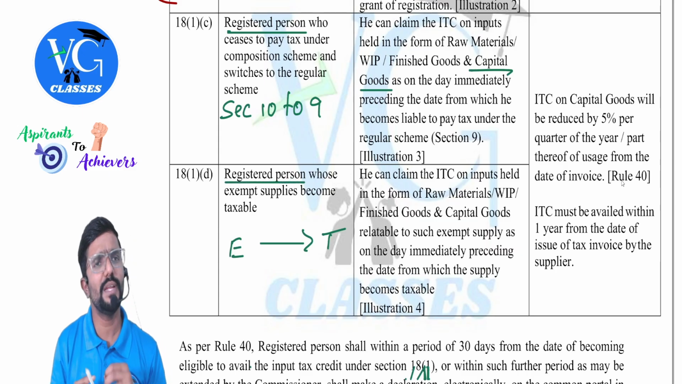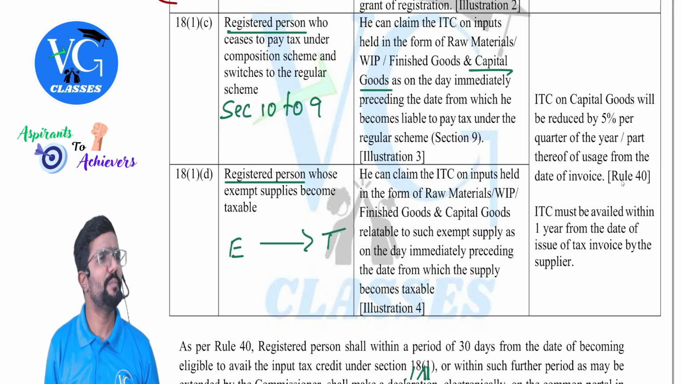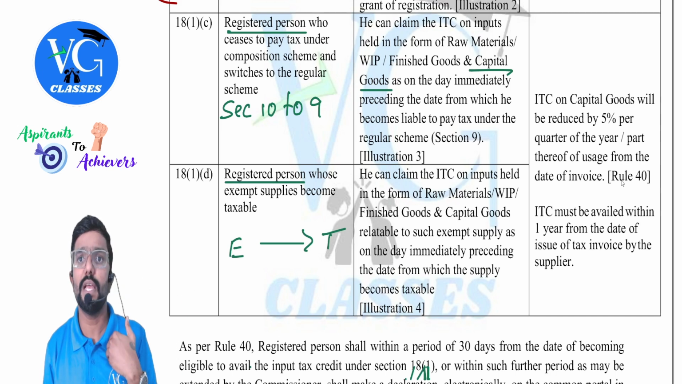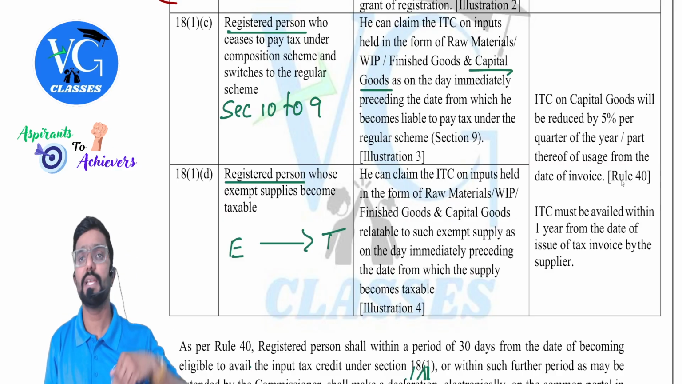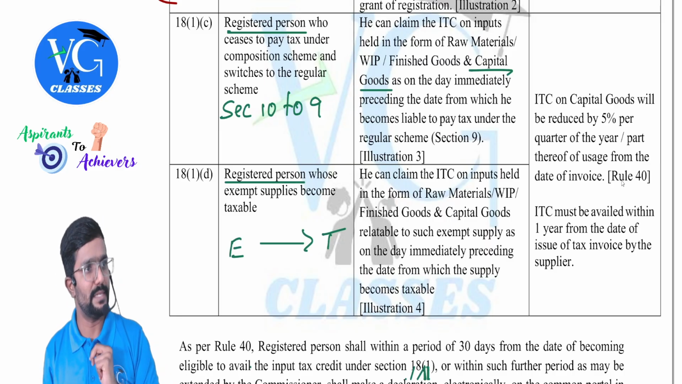Sir, if my outward supply is exempt, should I take registration? Maybe I am supplying 2-3 things. One is exempt, one is taxable. In that case, should I take registration? Yes. Clear. So in this case, the person was registered. Now his exempt supply became taxable.